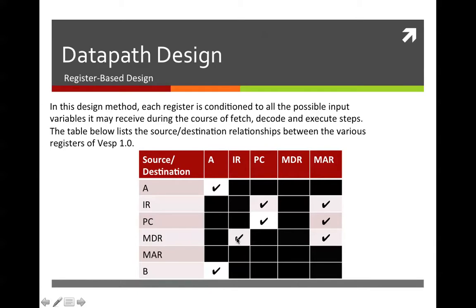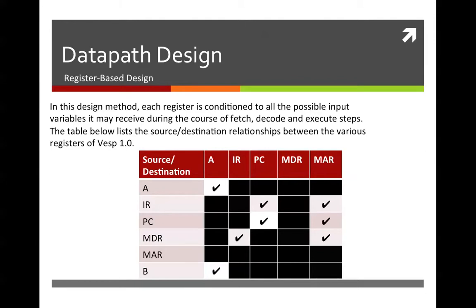MDR goes into IR that we saw during the fetch process. It also goes to MAR during the move instruction. MAR doesn't go anywhere. It actually takes things from other places, as we saw, lots of places. And then the B can be combined with A for an add operation. So this table succinctly summarizes what interactions there are between these various registers of VESP.